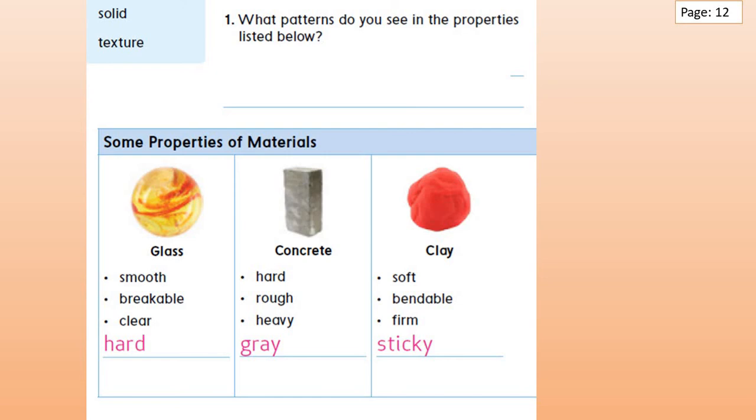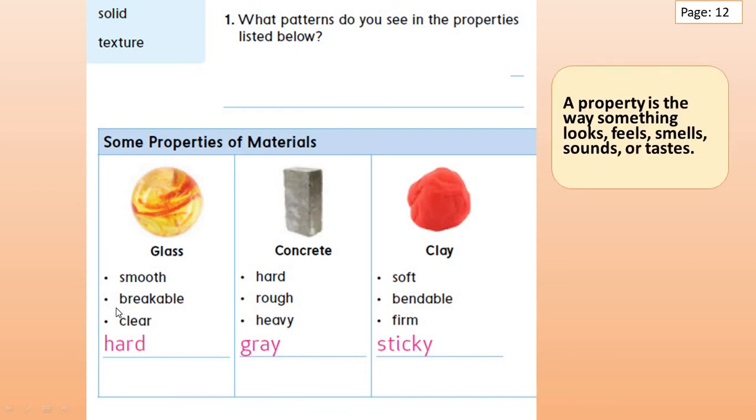So, did you know, grade 2, that these words that we use to describe these objects are called properties? Yes, these words like smooth, breakable, clear, hard, rough, heavy, gray, and etc. All these are called properties. So, a property is the way something looks, feels, smells, sounds, or tastes.